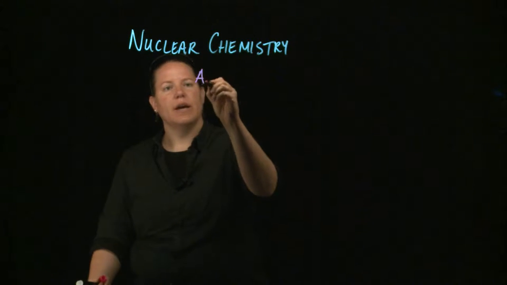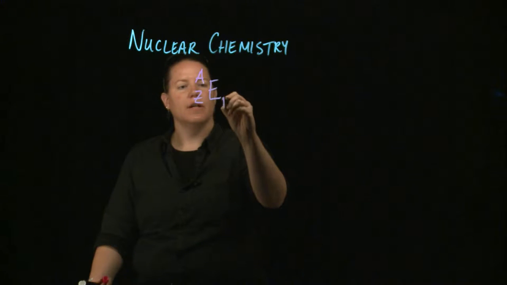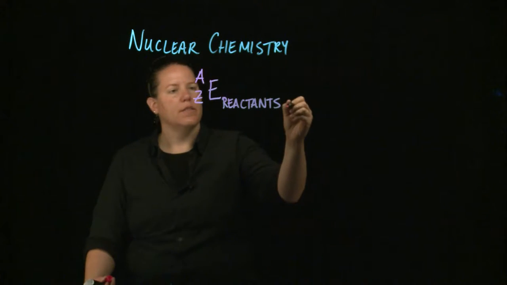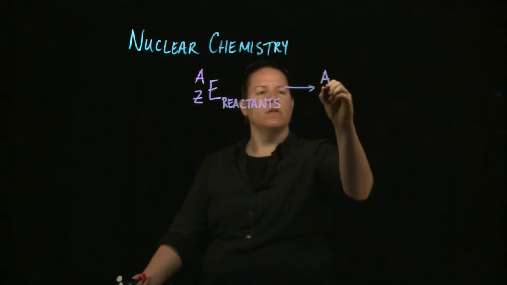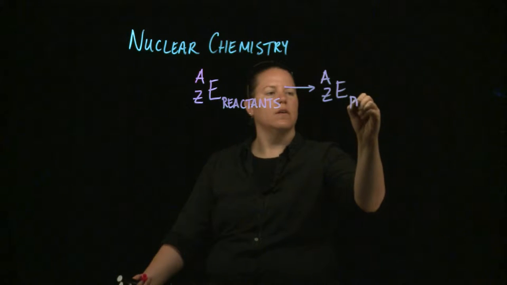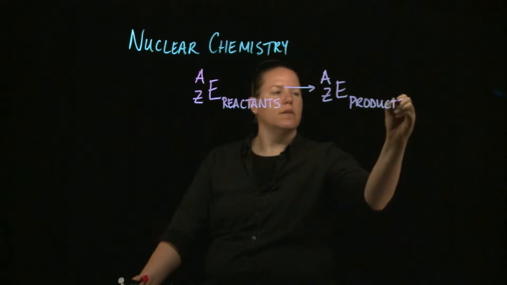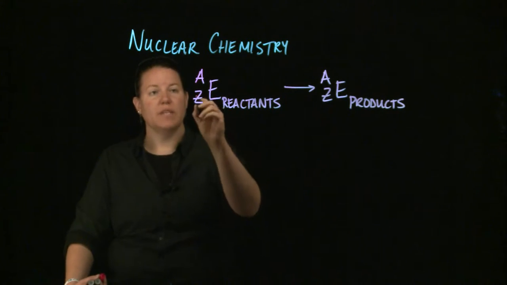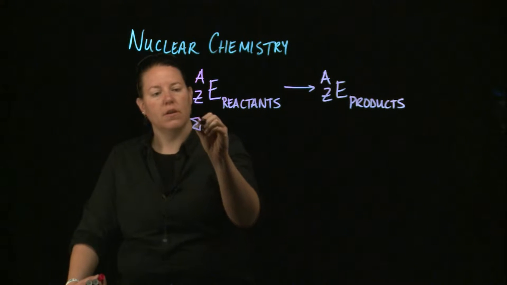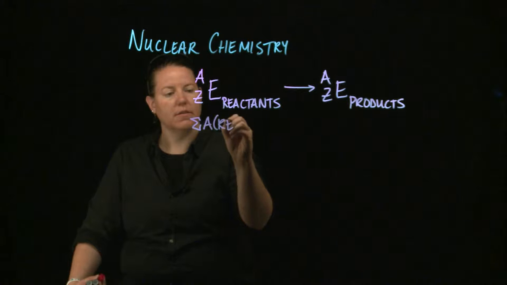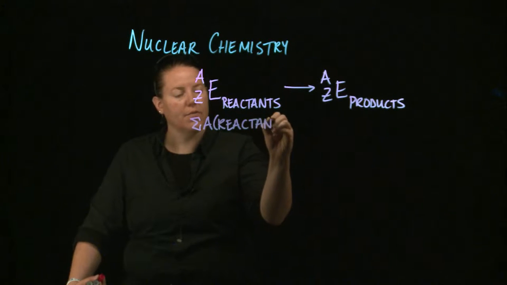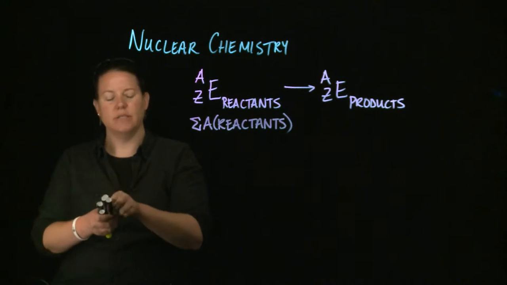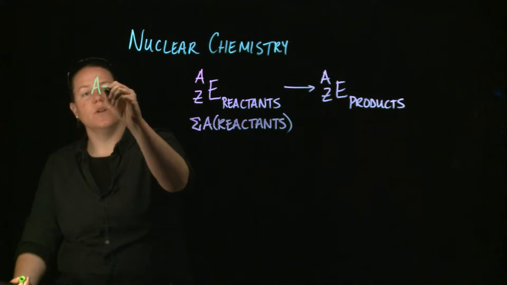Basically, if you have the elements that are reactants, those basically have to be the same as in the products. Now, what am I saying is the same here? Obviously, it's not the elemental symbol. So what I'm saying is that the sum of the A's of the reactants, everything on the top, if you add all of the reactants together, the sum of all of those atomic masses, remember that atomic masses are symbolized by A's.